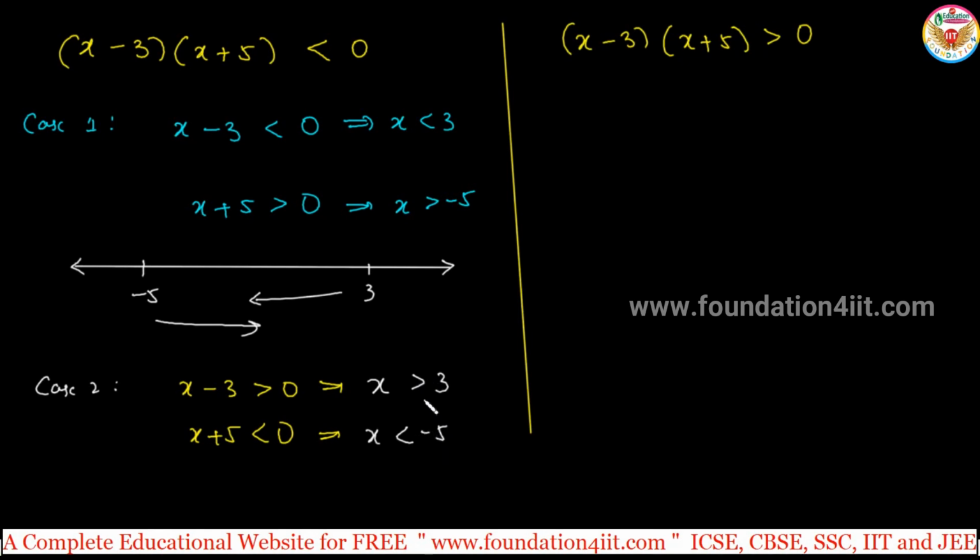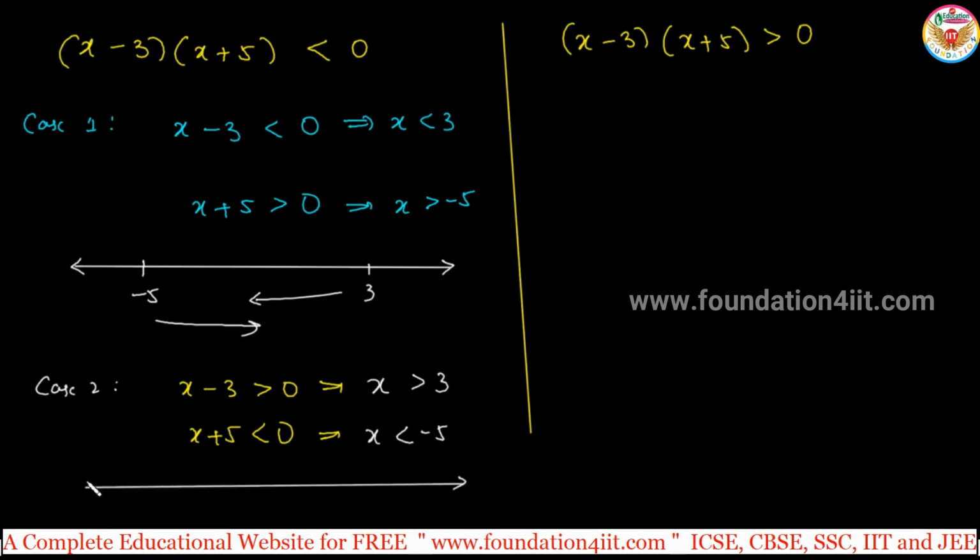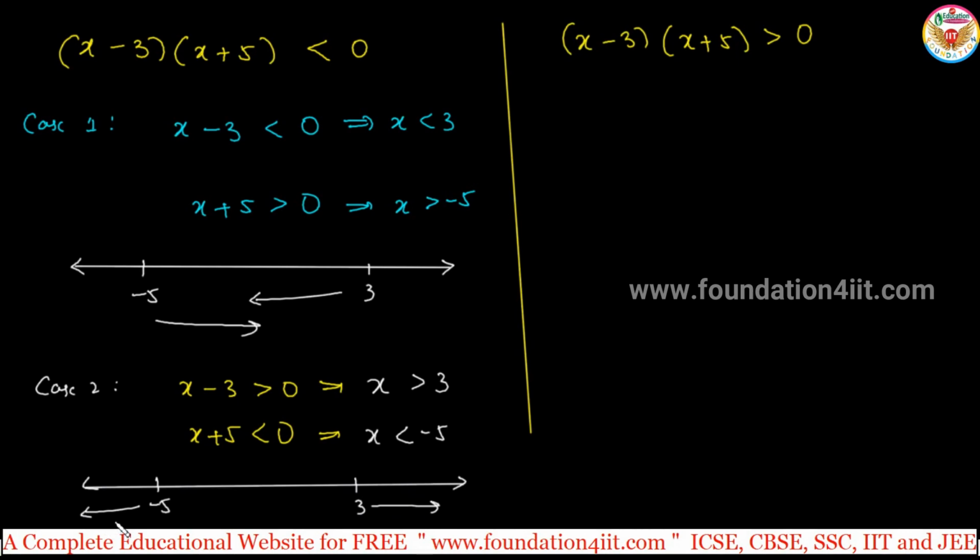Is it possible? X is greater than 3. In this number line, 3 is here. X greater than 3 means from 3 to the right side. X is less than minus 5, from minus 5 to this side. So it's not possible. There are no common solutions. So the only solution set is x between minus 5 and 3.